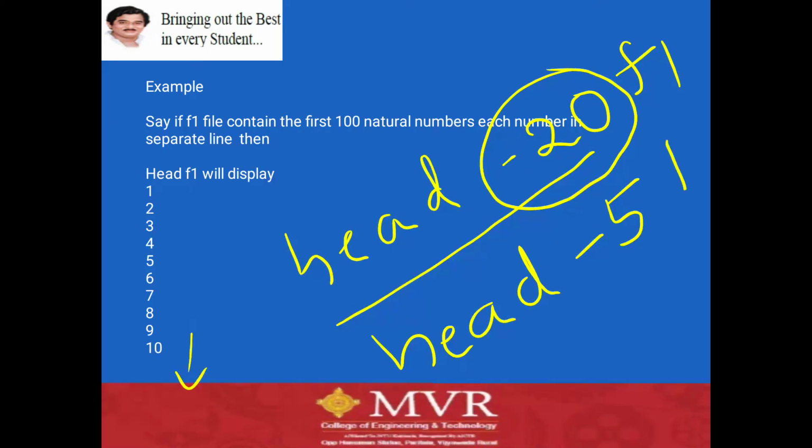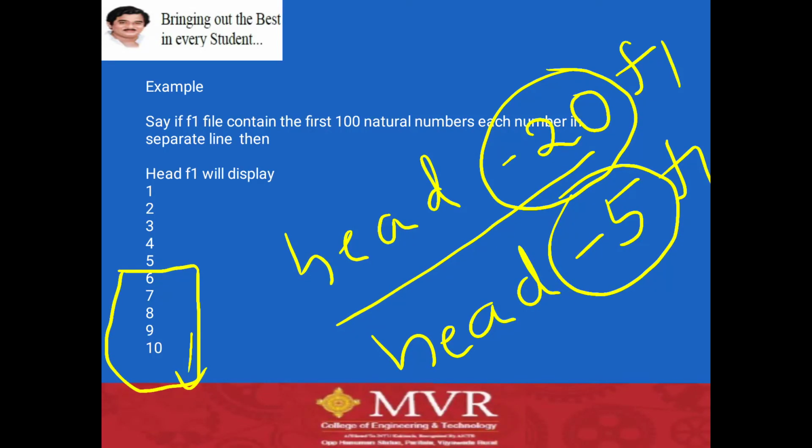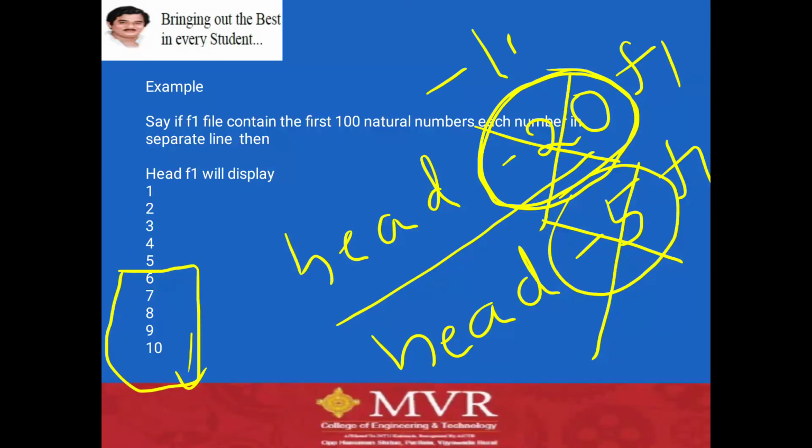Similarly, you can also use head -5 f1. Now it only displays the top 5 numbers, only up to 5. It will not display up to 10. So whatever number you give with the head command, it will display that number of lines. If you don't specify anything after head, by default it displays -10, that is the first 10 lines of the file. Got it? It is very simple.